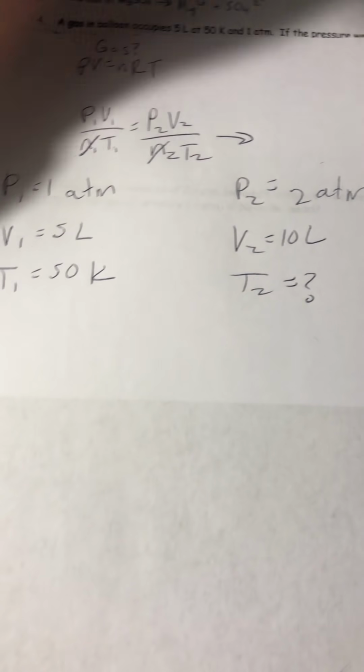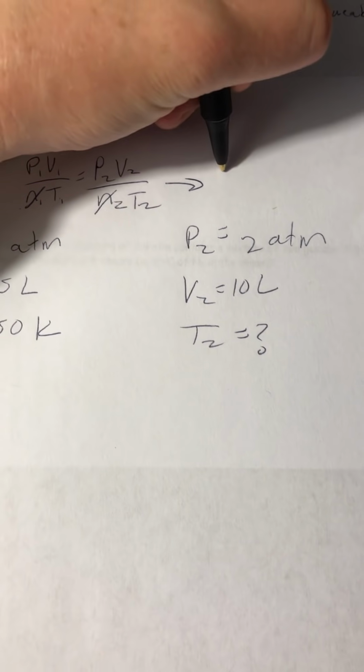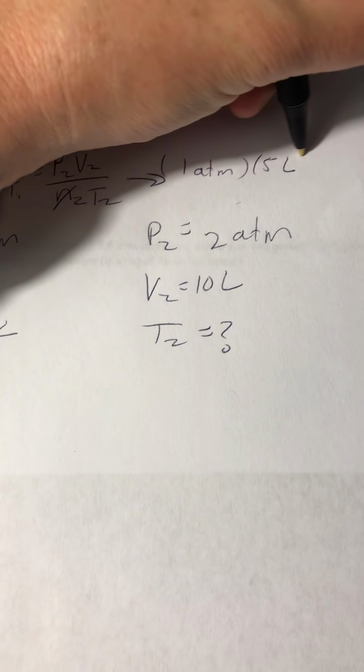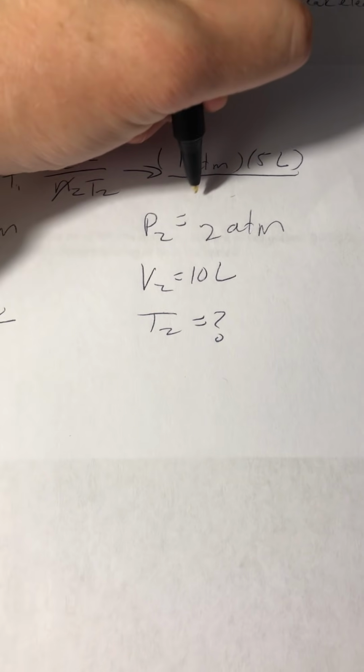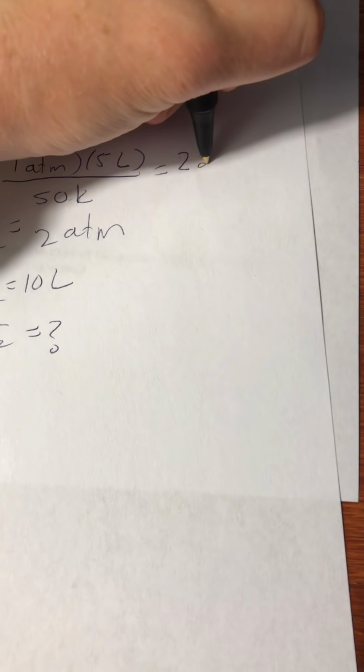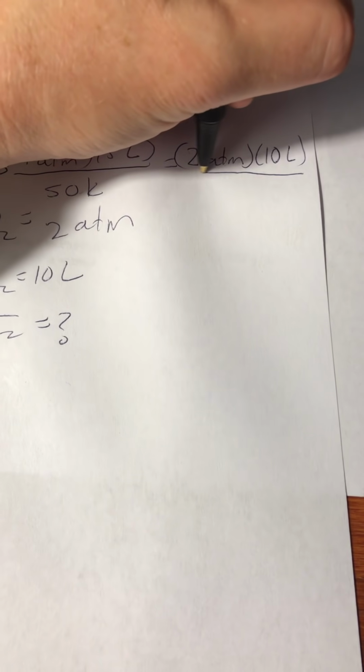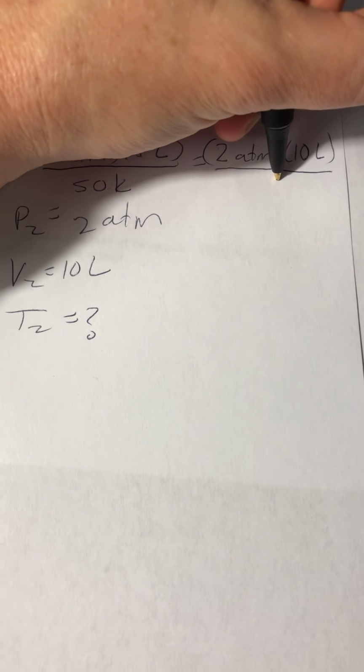And then we're essentially solving for this temperature. So if we go and plug and chug, we're going to have our P1, which is 1 atm, times our V1, which is 5 liters, over our T1, which is 50 K. And we'll set that equal to 2 atm times 10 liters over some kind of unknown, or T2. If you go about and do some math and solve for it, you will find out that T2 equals 200 K.